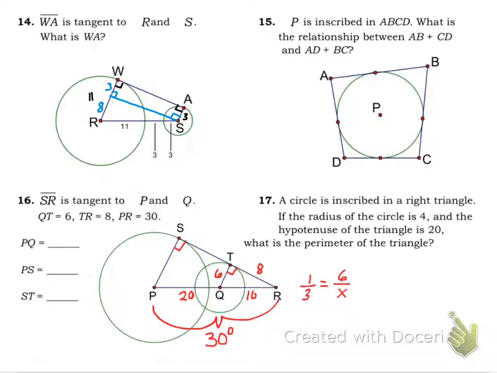Well, if I know this little distance is 8, and this distance is 11 plus 6, which is 17, I have a right triangle. I just need to find that side, which would give me that side. Okay. Does that make sense? You know how to do it from there?